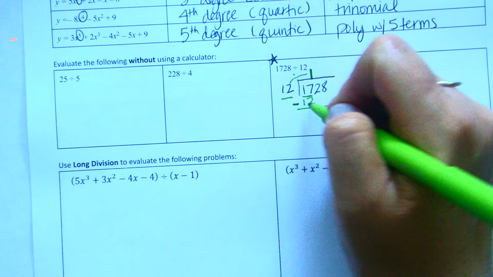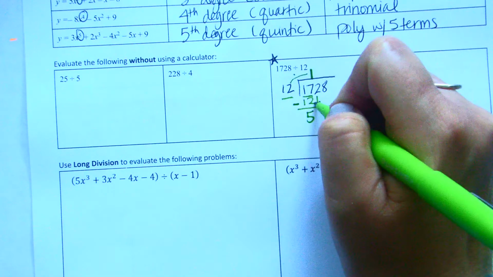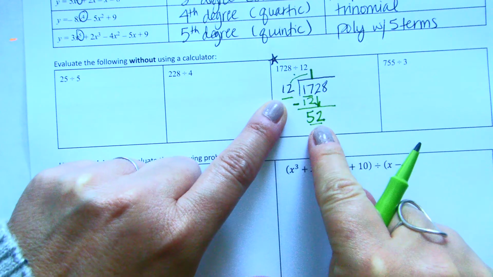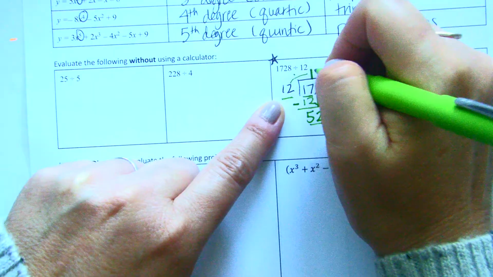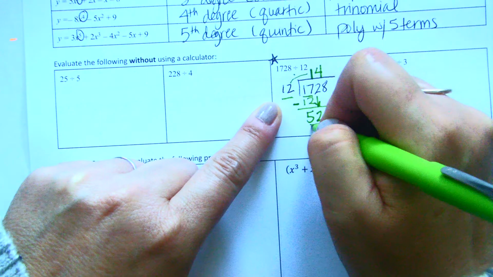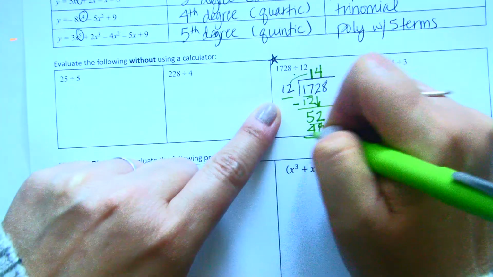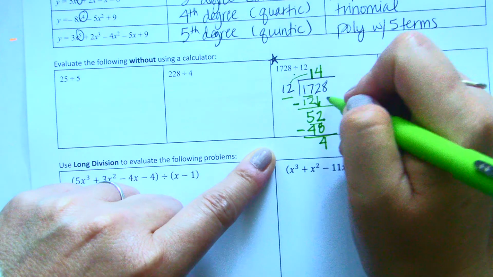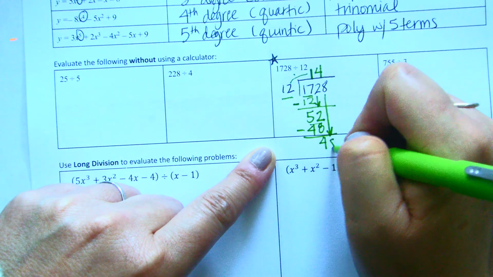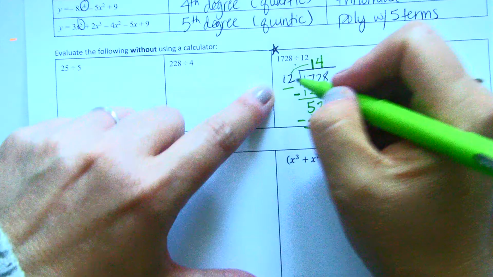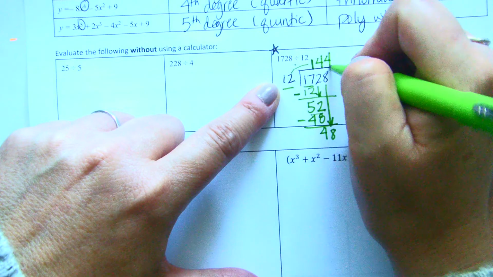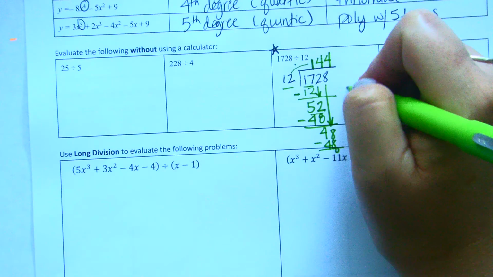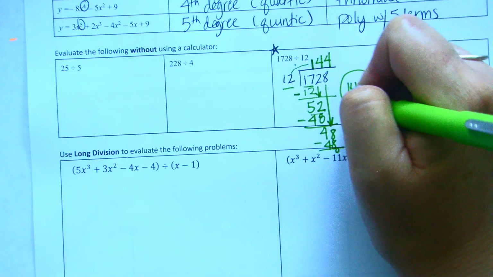17 minus 12 is 5. Then you bring down the next term. And then once again, I see how many times 12 goes into 52. So 4 is the most I can do there. I multiply, I get a 48. And then you minus, right? You minus, and then you bring down the next number. And then 12 goes into there 4 times, 48. And this has remainder 0. So the answer is 144.